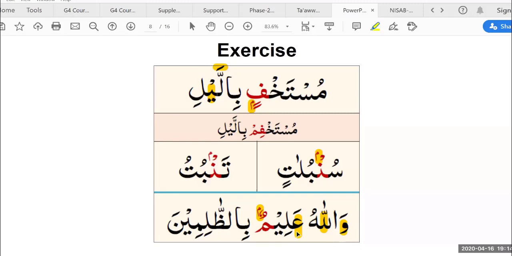Wallahu alimum bizzalimin. Okay, that was much better. And you can work on the sound of ayn. Okay, when you recite the Holy Quran, keep that in mind. All right, Jazakallah. L273.